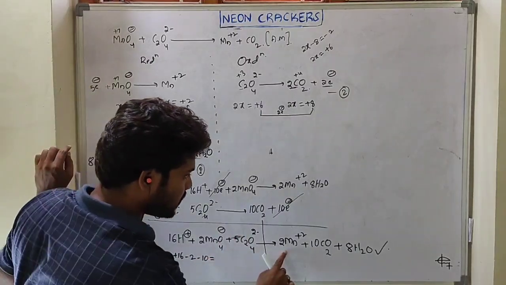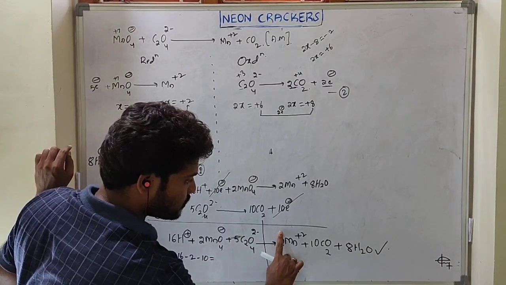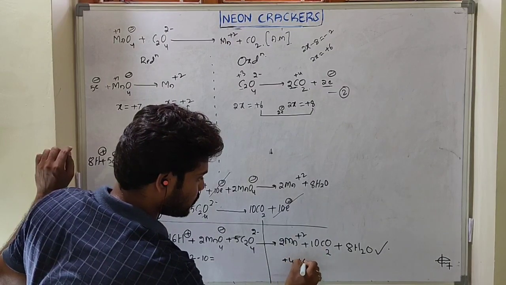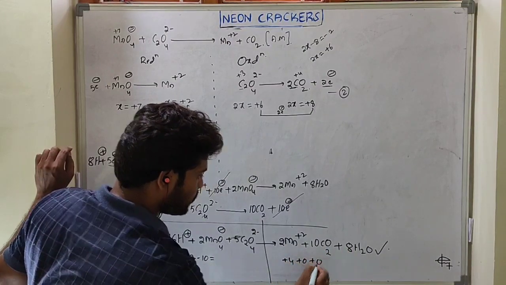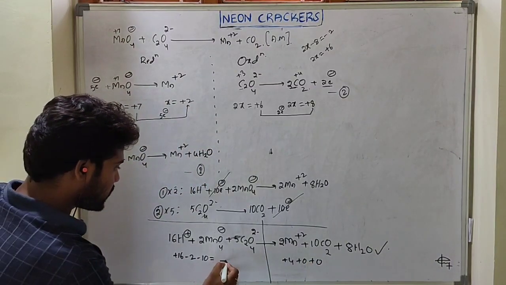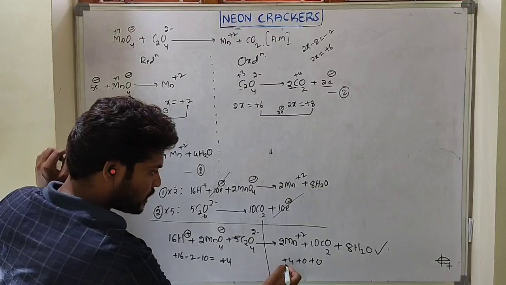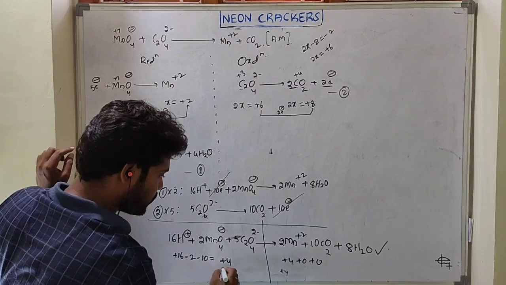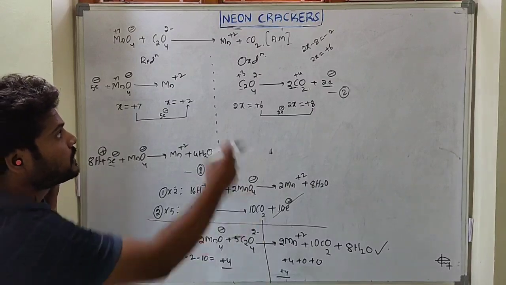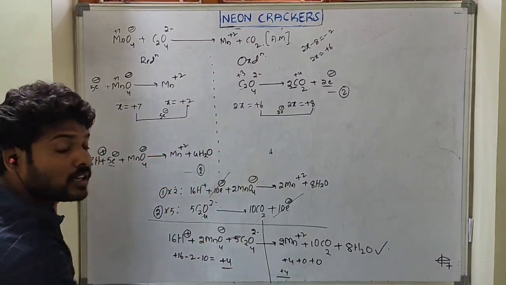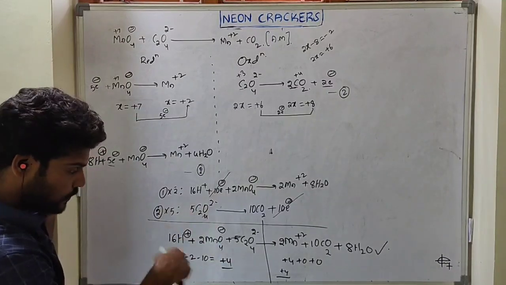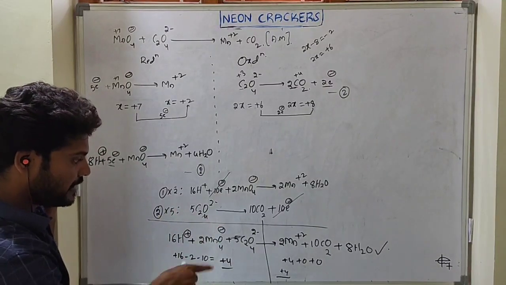Let's see the charge on the right side. Manganese has plus 2 charge, and there are 2 ions, so plus 4 charge. Here the charge is 0, and here also the charge is 0. So plus 16 minus 12 is plus 4 on the left, and the right side is also plus 4. So this is nothing but charge neutrality. The first check was atom neutrality, the second is charge neutrality.